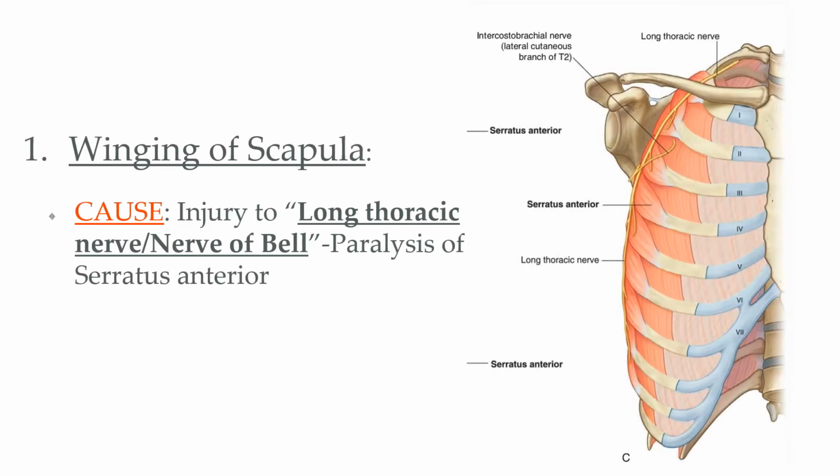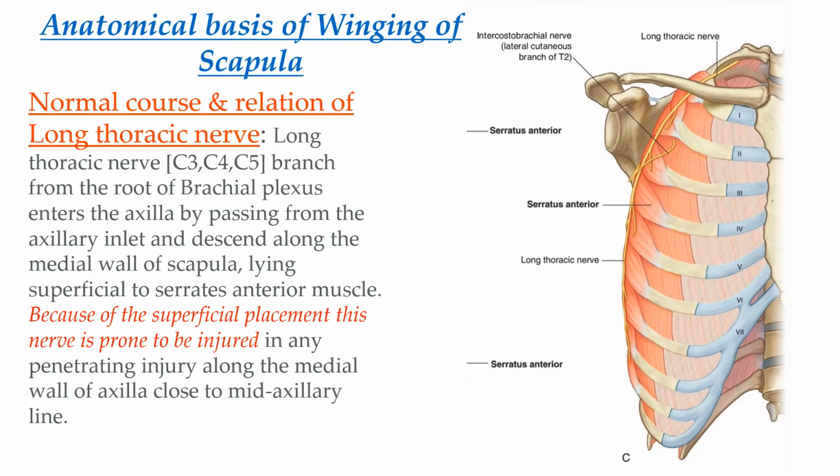Now let us start with various clinically significant conditions related to the axilla. We will start with winging of scapula. This condition, winging of scapula, occurs when injury to the long thoracic nerve, which is also called the nerve of Bell, occurs. The long thoracic nerve provides motor nerve fibers to the serratus anterior muscle, and whenever injury to this nerve occurs, paralysis of serratus anterior occurs, because of which a condition arises which is called winging of scapula.